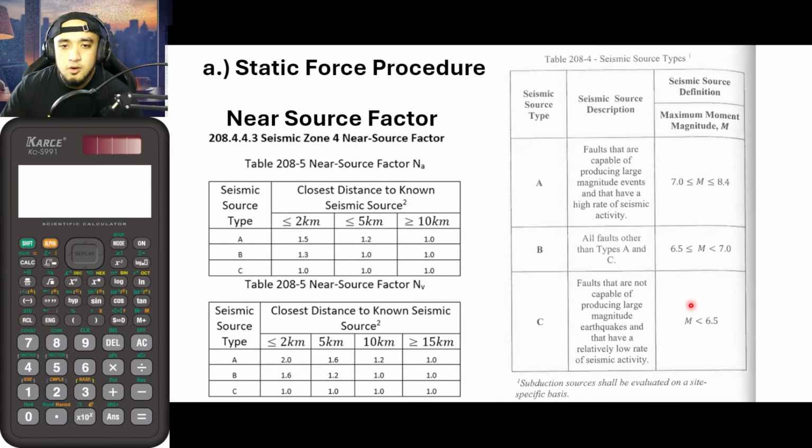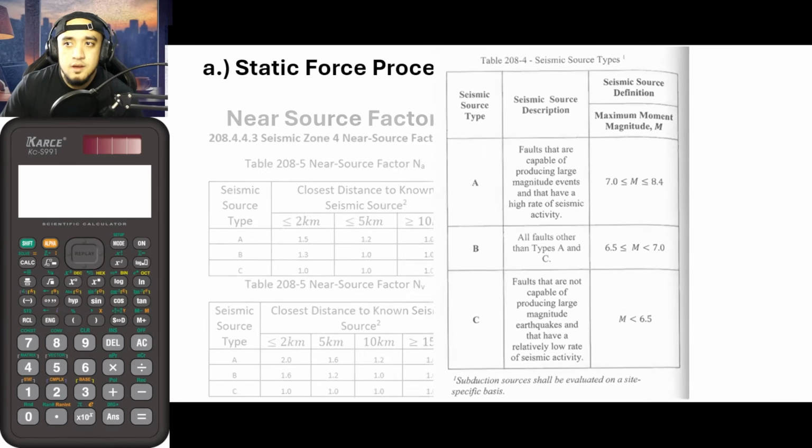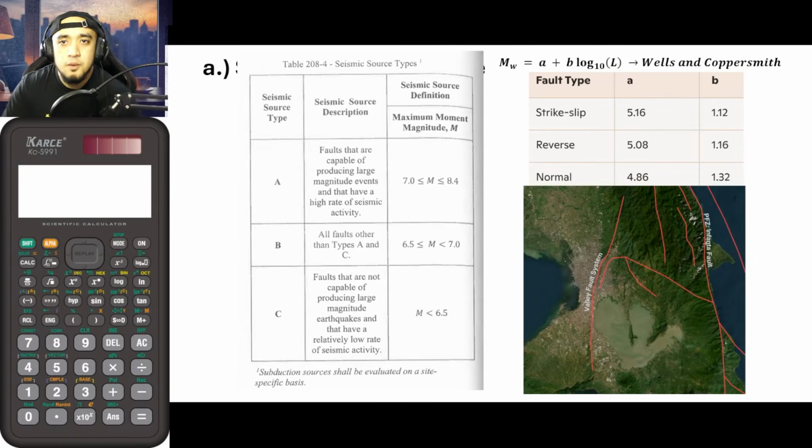fault line. Or you could also make use of this empirical formula by Wells and Coppersmith, whereas the magnitude of the earthquake, or the expected magnitude of the earthquake, is equal to A plus B, and these are the values of A and B, times the logarithm of L base 10. For the value of L here, that is the length of the fault line.